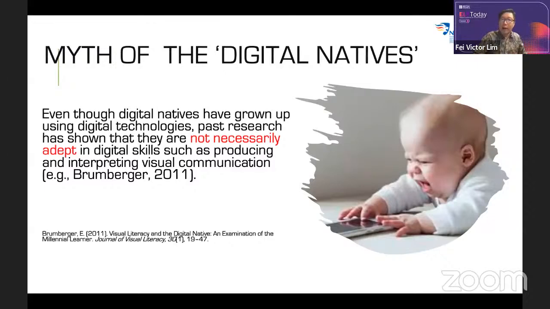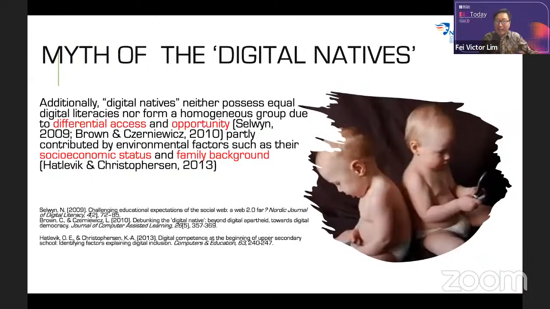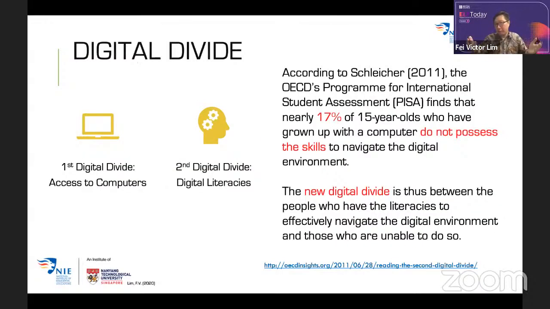And this is because digital natives neither possess equal digital literacies, and they are not a homogeneous group, so they're not quite the same. This is because they have differential access, they have different opportunities based on the kind of backgrounds that they have, the socioeconomic status, the kind of access to devices, the kind of guidance and family support that we have. So it's not to be taken for granted that young people can use technology well, that young people are able to make meaning well with digital technology.